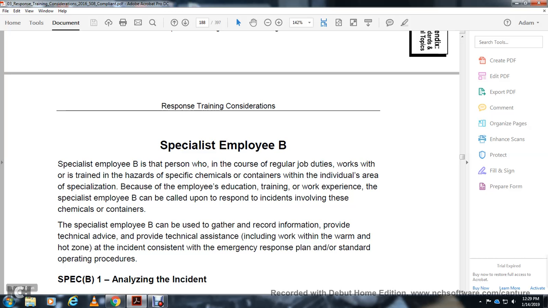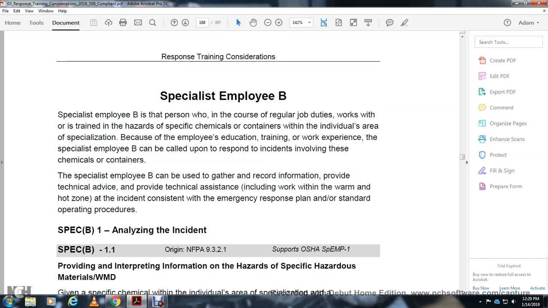and containers. Specialist Employee B can gather the recorded information and provide technical assistance, including the work of the warm and hot zones, and consider the emergency response plan and the standard operating procedure.